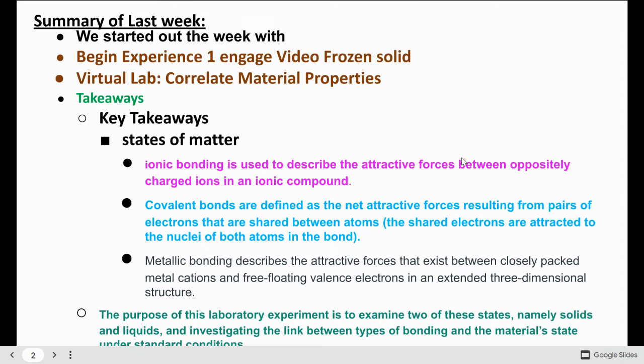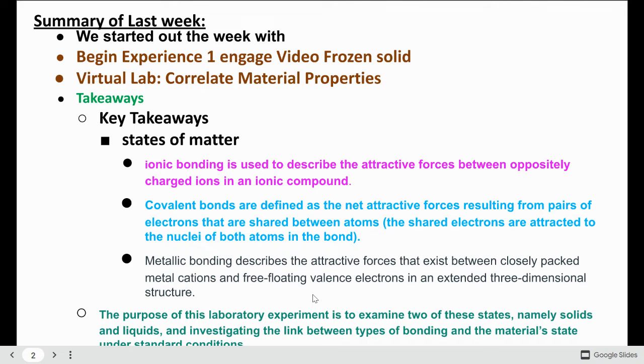States of matter. Ionic bonding describes the attractive force between oppositely charged ions in an ionic compound. Covalent bonds are defined as the net attractive forces resulting from pairs of electrons that are shared between atoms, and we know that they can be shared equally or unequally. And then the third type of bond was metallic bonding, which describes the attractive forces that exist between closely packed metal cations and their free-floating valence electrons, which we call the sea of electrons.